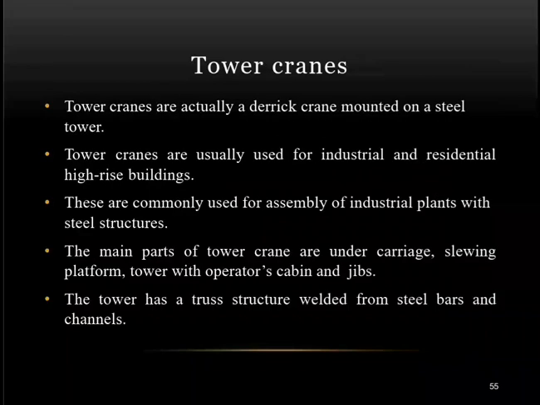Tower crane. Tower cranes are actually a derrick crane mounted on a steel tower. Tower cranes are usually used for industrial and residential high-rise buildings. These are commonly used for assembly of industrial plants with steel structure. The main parts of a tower crane are the undercarriage, slewing platform, tower with operator's cabin, and jibs. The tower has a truss structure welded from steel bars and channels.